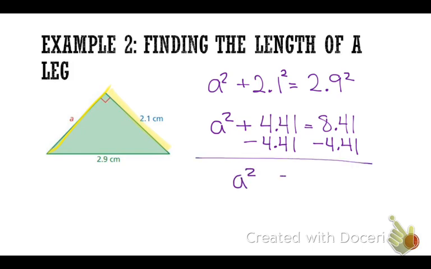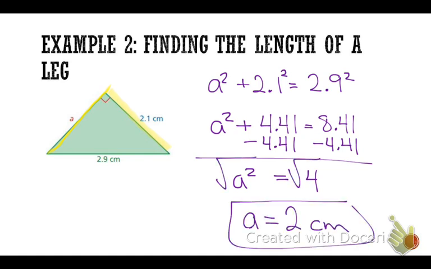So now I have a squared equals, well, isn't that nice? 4. What's my last step? Square root it. a equals 2. All right, so it's really nice that all these examples work out to be even numbers, and then on your classwork, you're going to have decimals. Don't you love it how they do that?